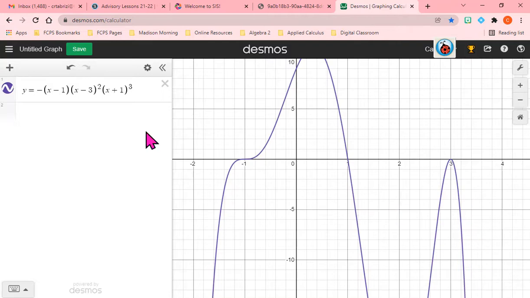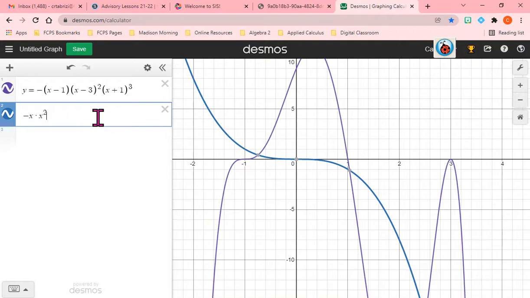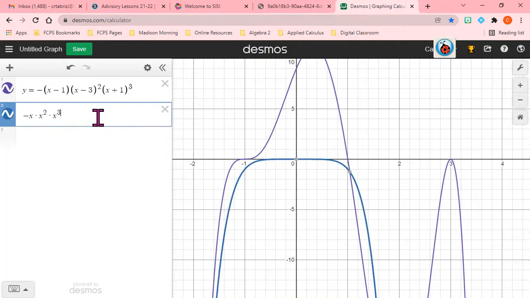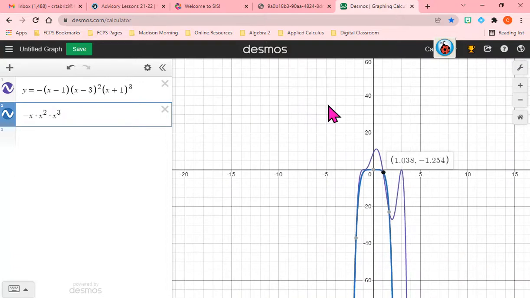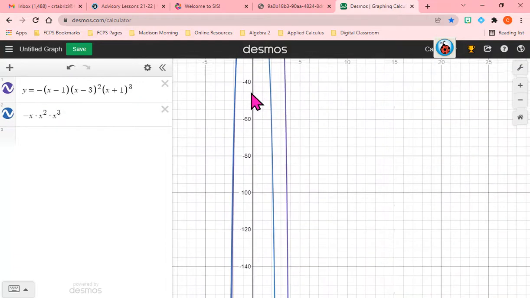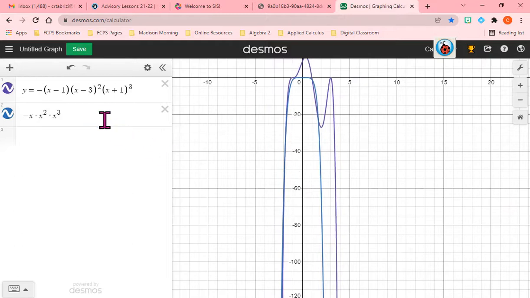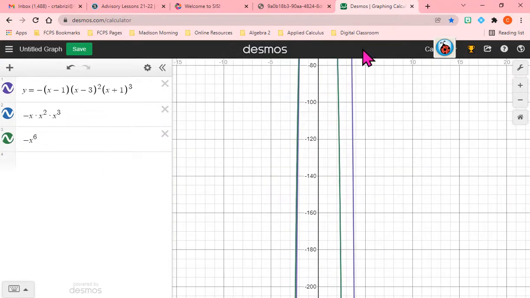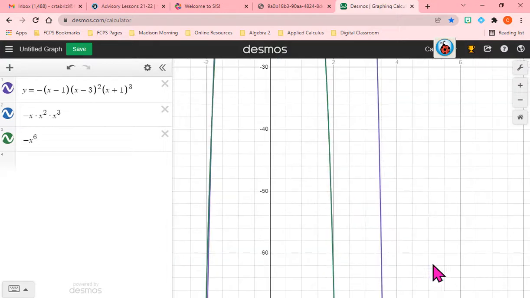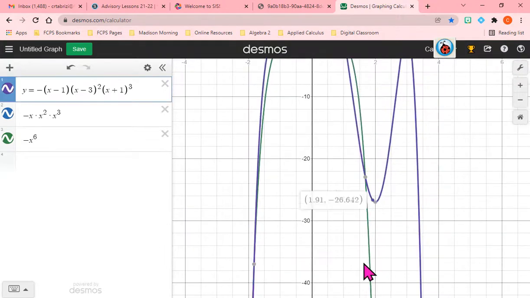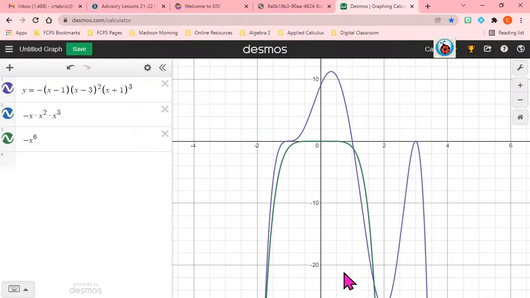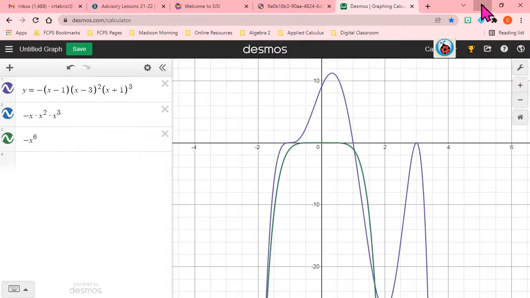Notice that if I put this together, negative x times x squared, hold on, times x cubed. Look at those arrows. They both are down, down. That's because this is x to the 6th, negative x power 6. It has the same end behavior as the purple graph. It just doesn't have all those extra turns. I'm just trying to find the end behavior from the leading term. That's what we're going to do.